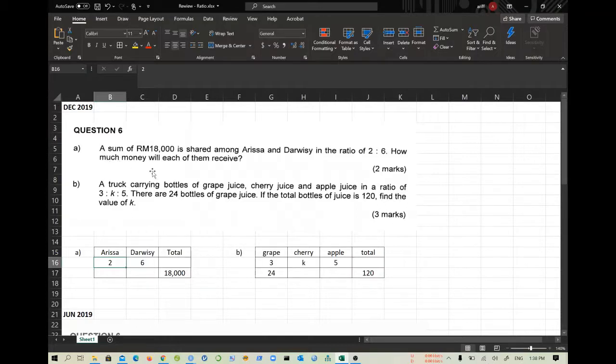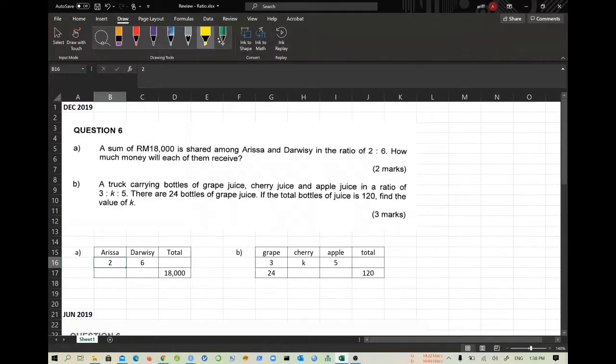It says here, a sum of 18,000 is shared among Arisa and Darwish in the ratio of 2:6. So you have three pieces of information over here. One is the total amount, then the sharing between the two entities, Arisa and Darwish, and then the ratio of sharing. The question asks how much each of them will receive.